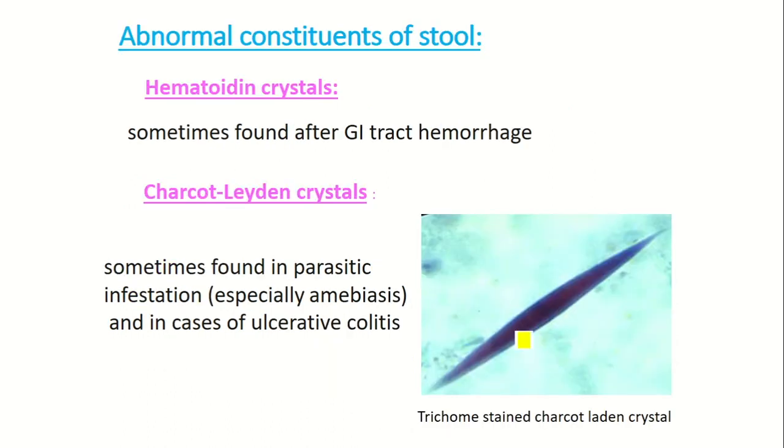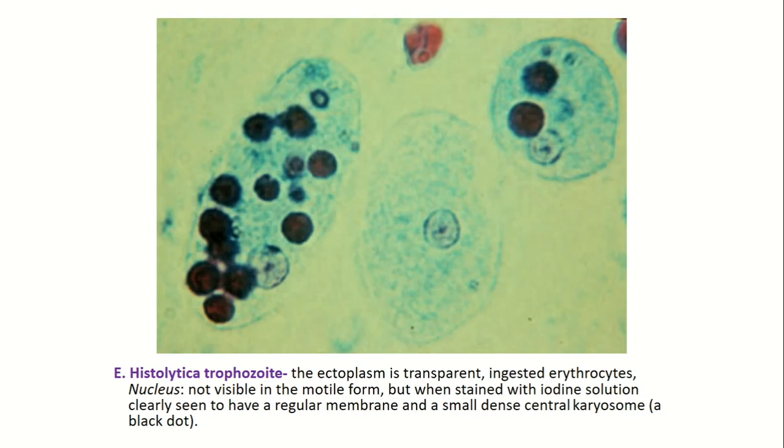Now abnormal constituents like hematoidin crystals, as in case of GI hemorrhage, and particularly Charcot-Leyden crystals. This is very important. A typical crystal seen in some parasitic infestations, particularly amoebiasis, and in ulcerative colitis. Now these are the parasites. These are the various cysts of Entamoeba histolytica, and trophozoite forms, vegetative forms we can say.